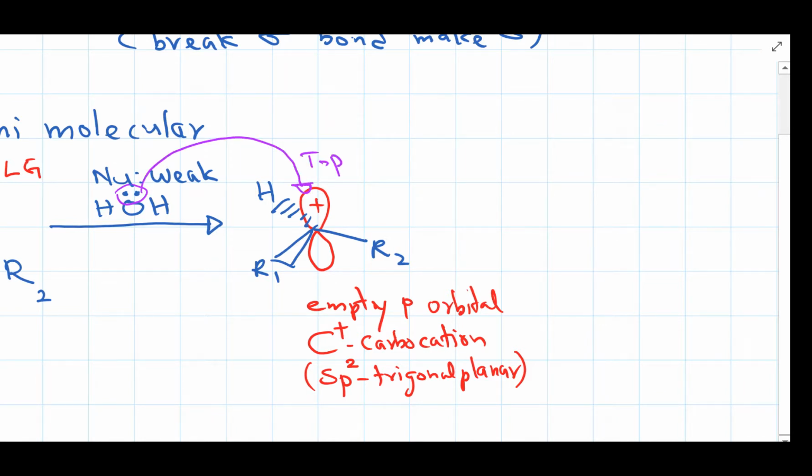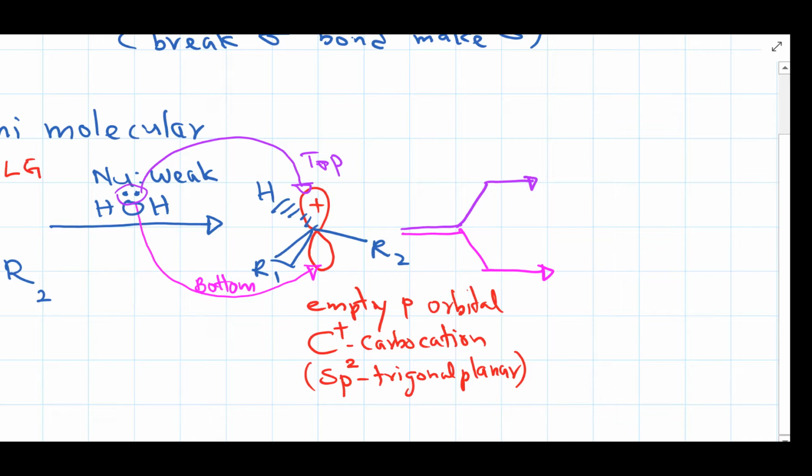Now you have a reactive carbocation, an empty p orbital asking for electrons. These electrons can come from the top, giving a different product, which I'm putting in purple, or the weak nucleophile can attack the carbocation from the bottom. That would be a different product. So there are 2 kinds of products we can expect: one from the top attack, the other from the bottom attack, in pink.